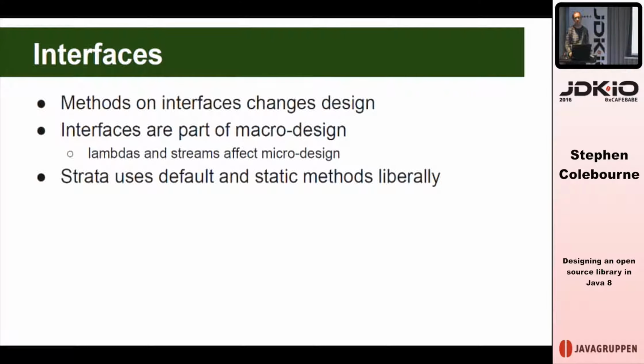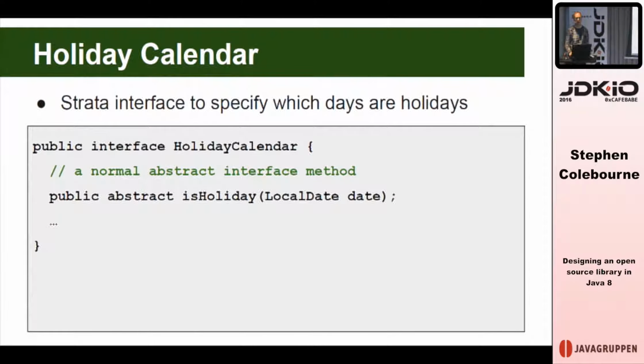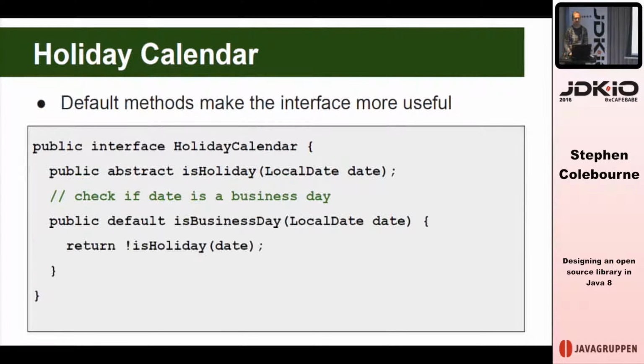So we use default methods and static methods liberally because we appreciate the importance of them. Let's run through an example to show how this might affect things. So we have an interface called HolidayCalendar. The purpose of the HolidayCalendar interface is to say, is a date a holiday? That should be public abstract boolean isHoliday, but let's imagine the boolean's there, shall we? Okay, so we've got this nice interface.